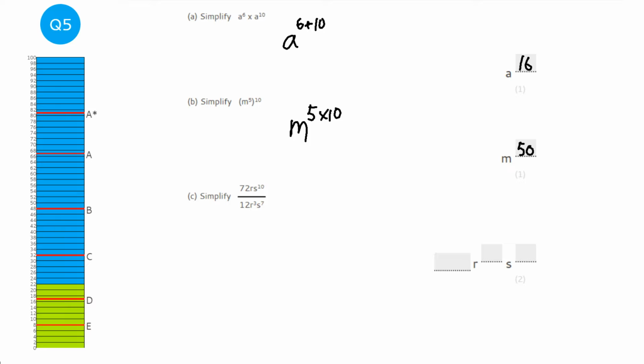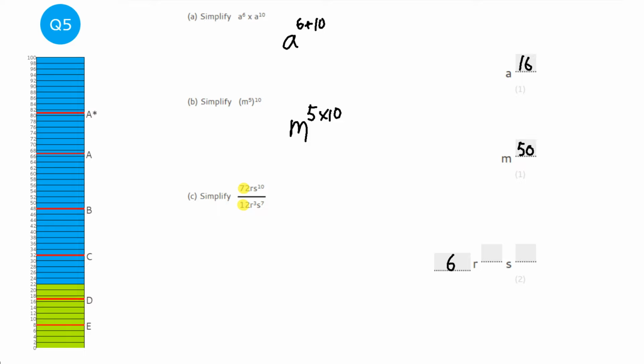And we've got quite a complicated one here, where we've got numbers, letters, all sorts in a fraction. Now fractions in maths just mean divide. So we're going to do the numbers first. So we're going to do the 72 and the 12. 72 divided by 12 is going to be 6. Okay, so just do your 12 times table until you get to 72, and it's 6.